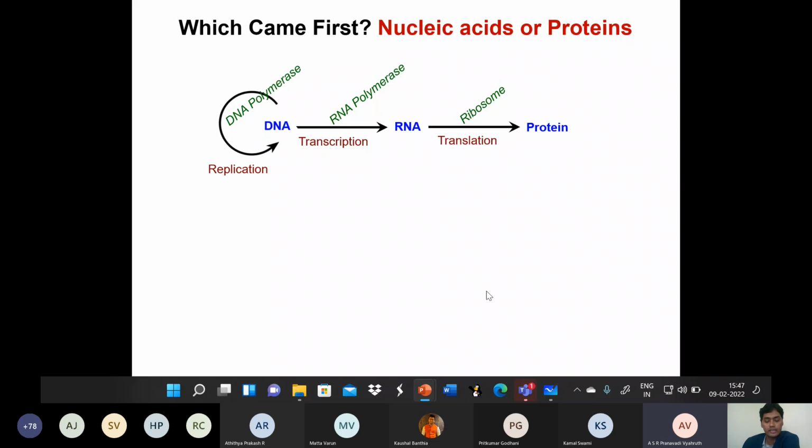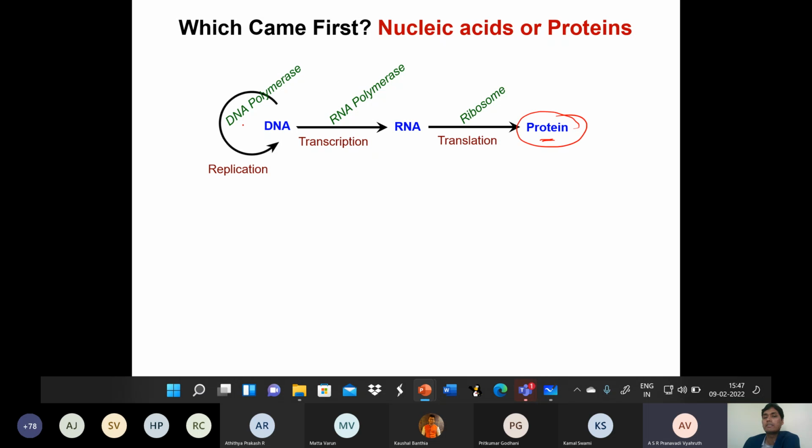Now, the next question is an interesting question: which came first, nucleic acids or protein? So those are the basic concept of flow of information in molecular biology: replication, transcription, translation. But you are getting protein at the last step, right? You are getting protein here only.